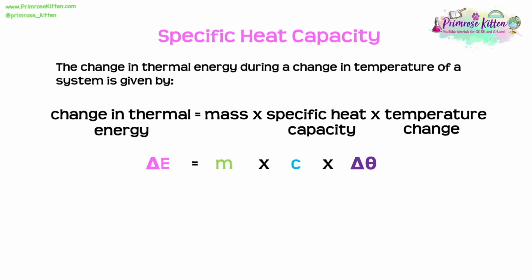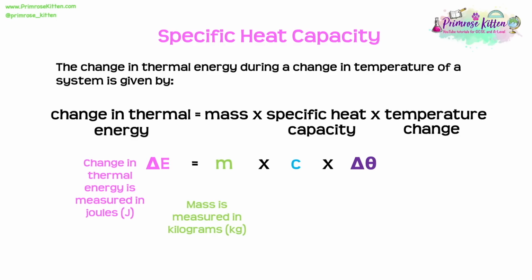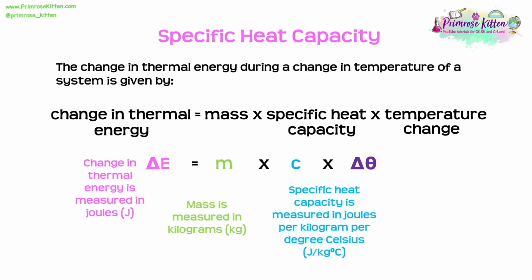Now in this case, those triangles, or the deltas, refer to the change of a substance. So we've got the change in energy, and delta theta is the change in temperature. We also need to know the change in thermal energy is measured in joules, mass is measured in kilograms, specific heat capacity is measured in joules per kilogram per degree Celsius, and finally the temperature change is measured in degrees C.